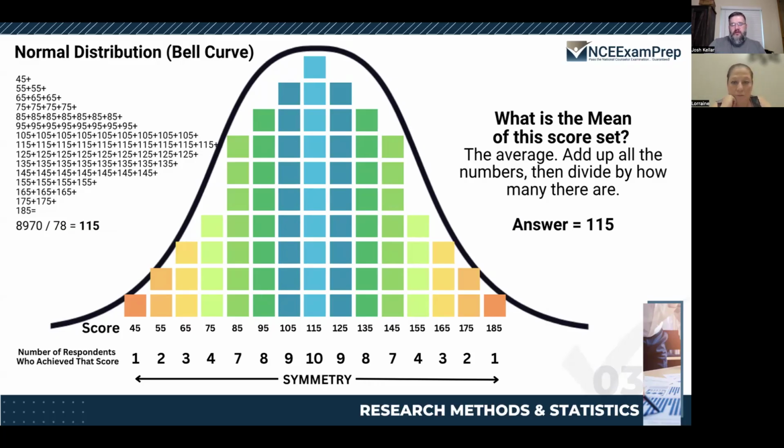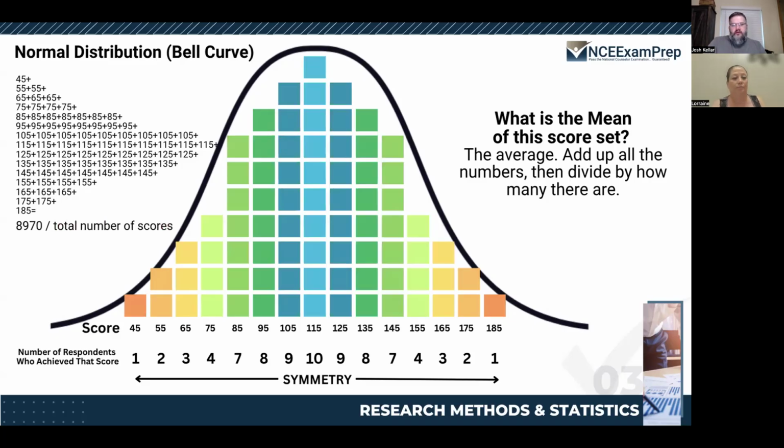Okay. I'm going to pause there. Questions about mean, median, and mode, and how we find those averages? No. Yeah, can you go over the mean one more time, please?